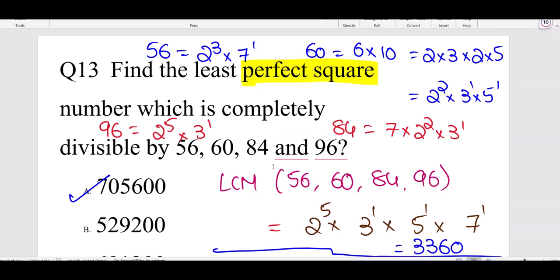60 square is how much? 3600. You have 3360. If you add 240, it will become a perfect square. That is my question. But you have to check 59 square also, because I am asking the least number. What is 59 square then? If it is less than 3360, then 240 is your answer.